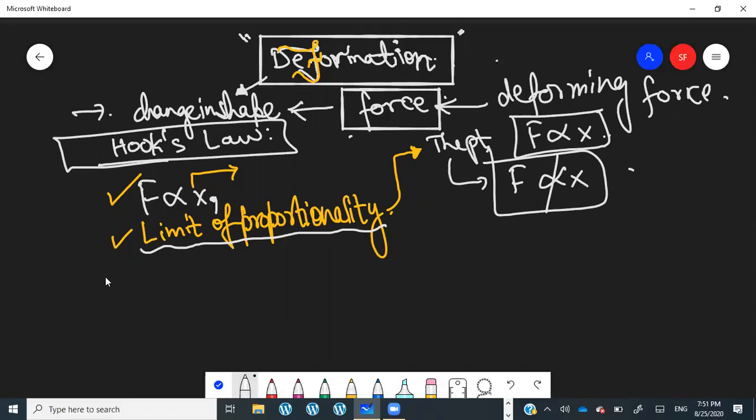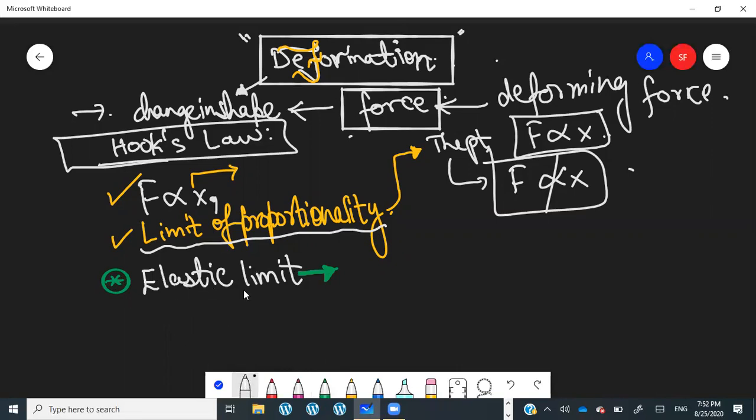Okay, and what's the difference between limit of proportionality and elastic limit? Elastic limit is the highest point of stress the object can bear before permanently deforming. Yep. Okay, because elastic deformation does occur, but permanent deformation, which is known as plastic deformation, occurs after the object exceeds the elastic limit.